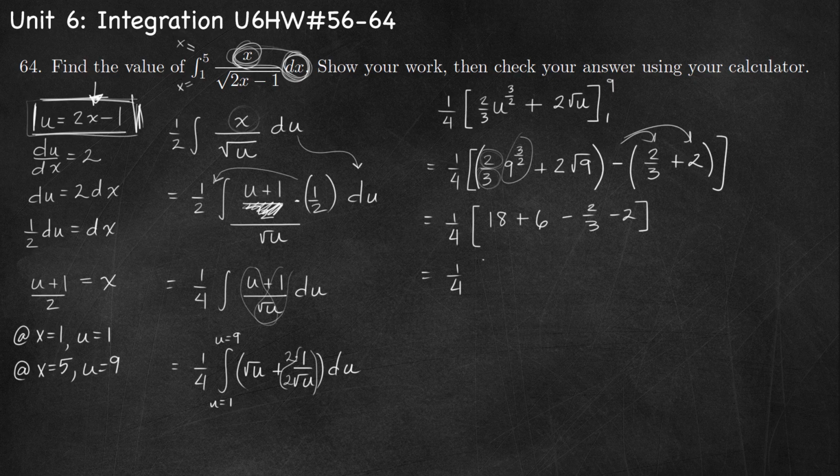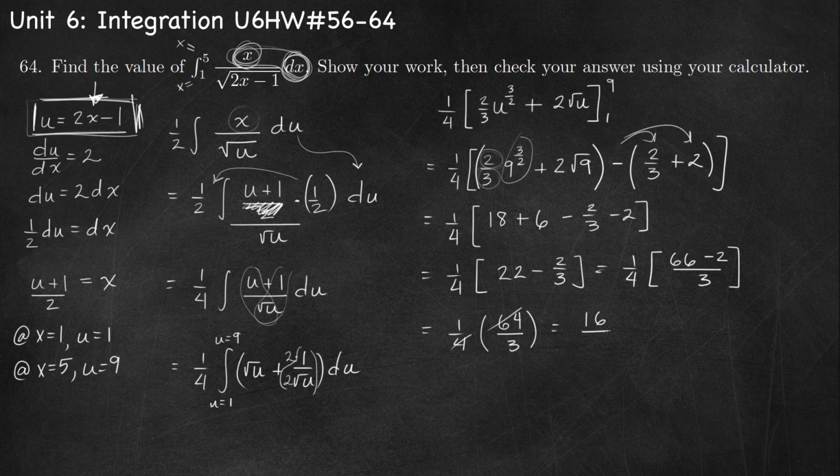So 1/4 times 18 and 6 is 24, minus 2 is 22, minus 2/3. So 21 and 1/3, or we can think of this as 66/3. So 66 minus 2 over 3, which is 1/4 times 64 over 3, okay, and then 64 over 4 is 16. So we have 16 over 3 for our final answer.